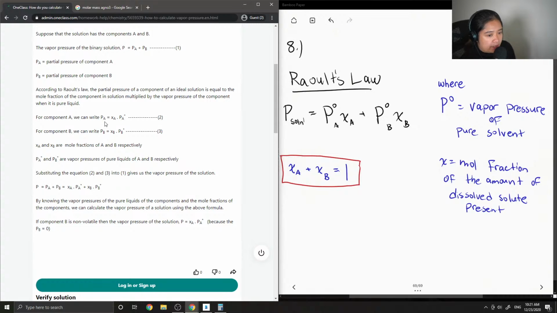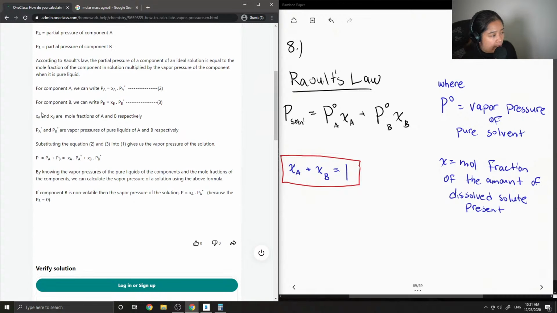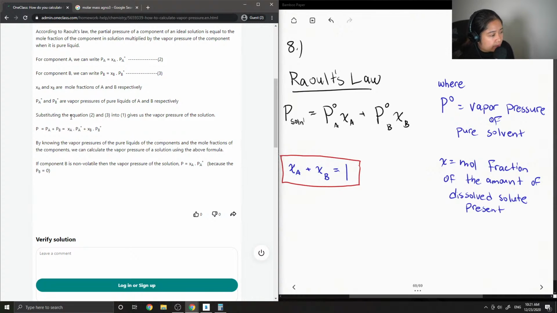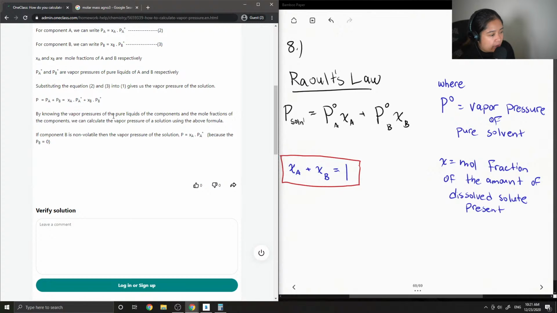Okay, so they kind of simplified what PA means. So XA times P star A, where XA and XB are mole fractions of A and B respectively, and PA star and PB star are vapor pressures of pure liquids of A and B respectively. So substituting the equation 2 and 3 into 1 gives us the vapor pressure of solution. So by knowing the vapor pressures of the pure liquids of the components and the mole fractions of the components, we can calculate the vapor pressure of solution using the above formula.